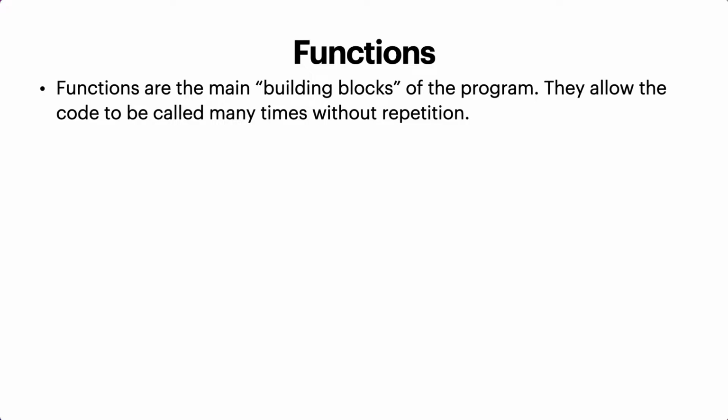Functions are the main building blocks of the program. They allow code to be called many times without repetition. Don't just compare it with the loops that we discussed in the previous lecture. Functions are something else. Functions are basically some block of code that you want to execute again and again, but you don't want to repeat the code.